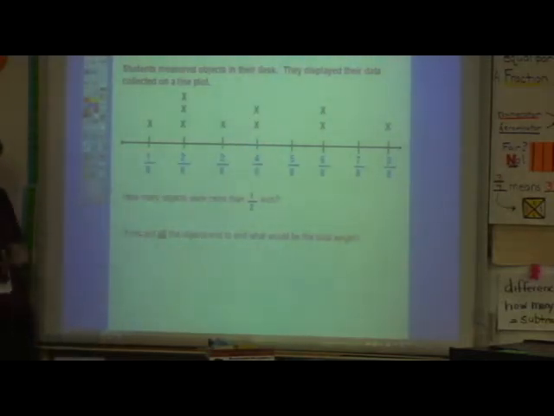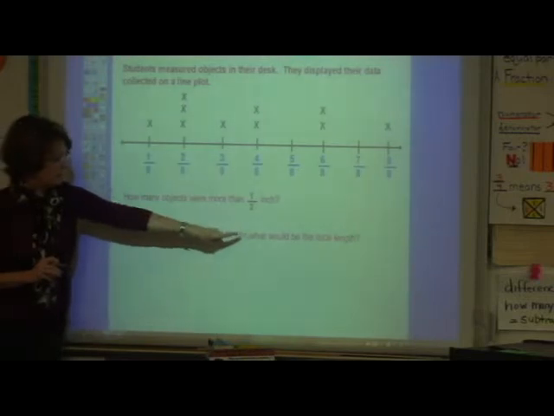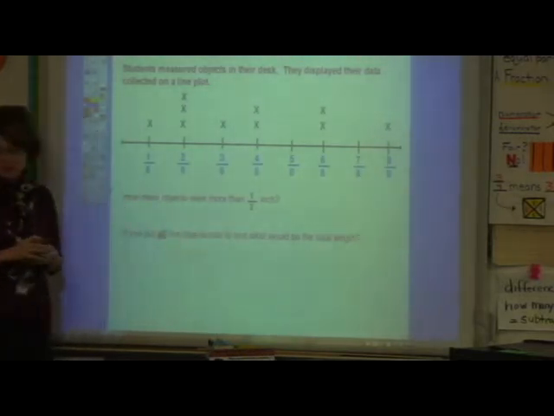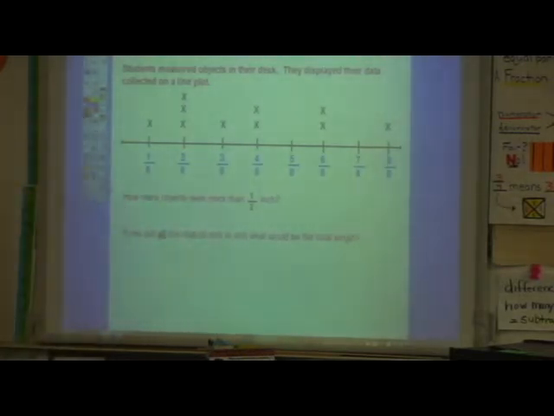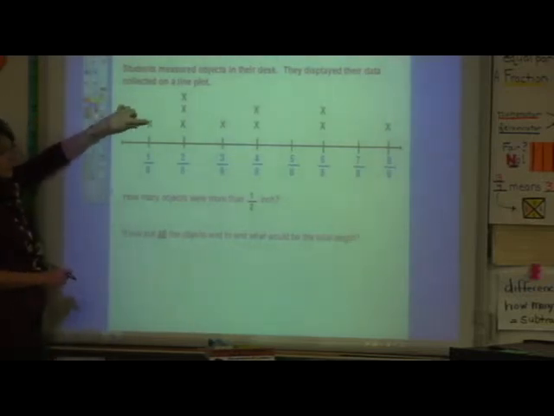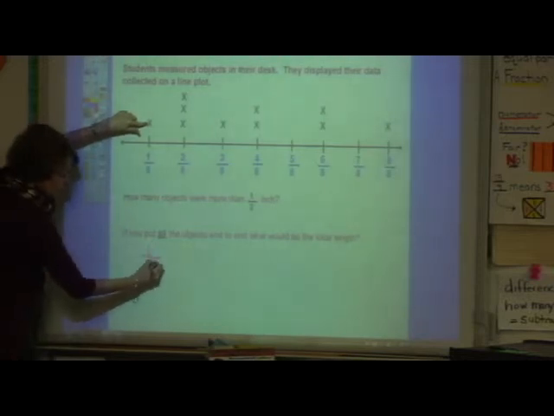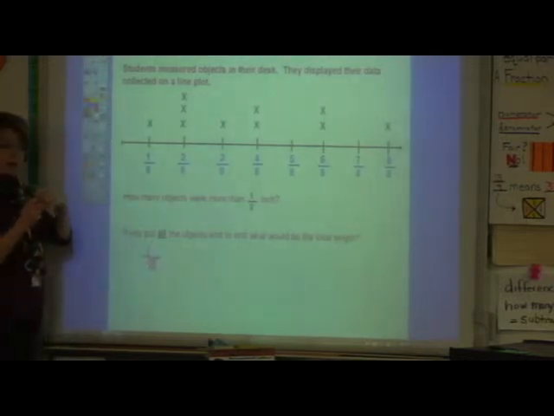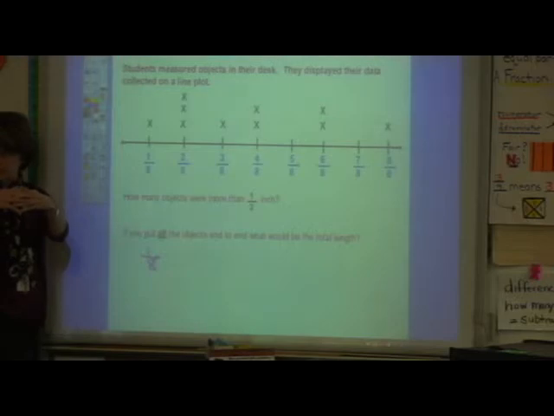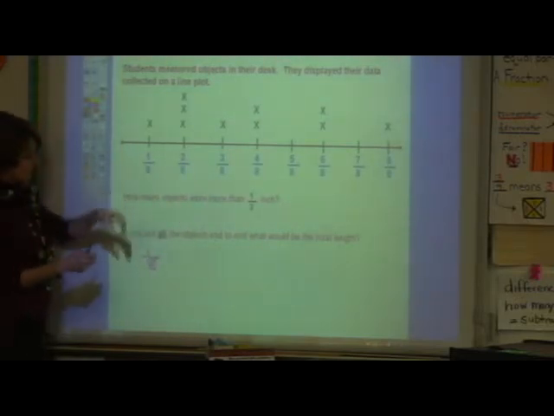You don't have the second question, but the students would also be expected to do something like this. If you put all of the objects end to end, what would the total length be? The point in doing this would be to have the students recognize that this student's object was how long? 1/8. And we've worked on composing fractions, putting pieces together, and then decomposing for something else. So this would be putting pieces together.